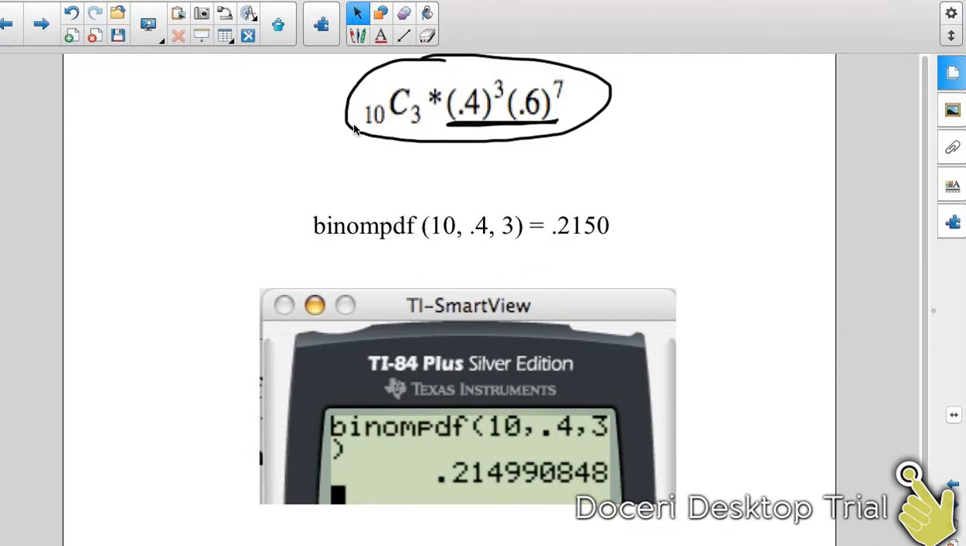We can do this by hand, or we can allow our calculator to do it for us. If we hit Math PRB, go to the binomial PDF key, we type in the number of trials, which in this case is 10, the probability of success on a single trial, which is 0.4, and the number of successes, which is 3.